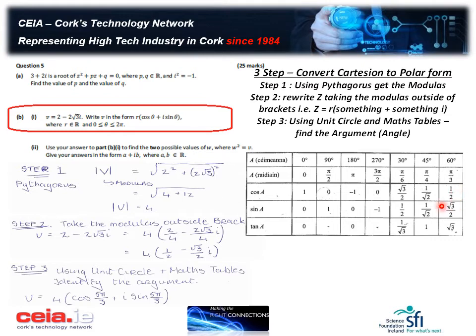So our answer on this occasion, the argument is 5 pi over 3 radians. So our answer is: the modulus is 4, open brackets cosine 5 pi over 3 plus i sine 5 pi over 3 radians. Okay, I hope you got something similar to that, or I hope you got that exactly.